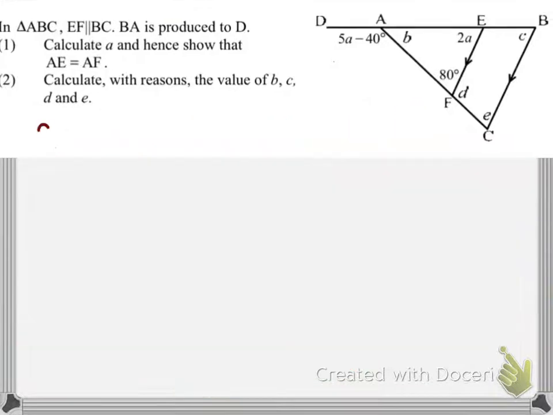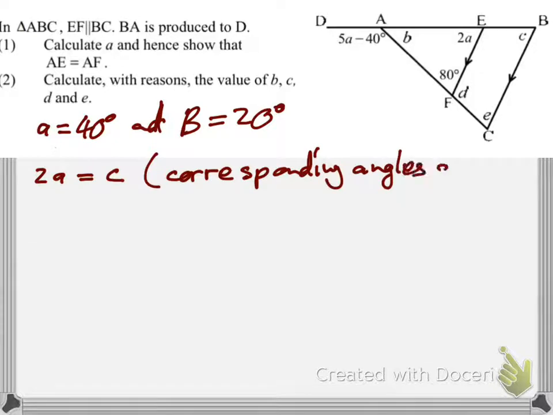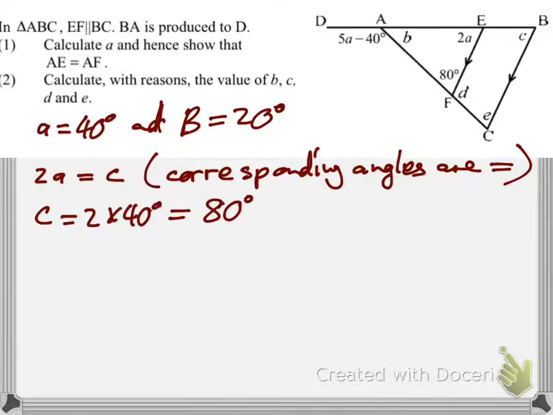Now I have my value of A, I have my value of B. My A is 40 degrees, my B is 20 degrees. Now I can solve for C, D, and E. So my C is going to be, right, 2A, which means angle 2A is equal to angle C.